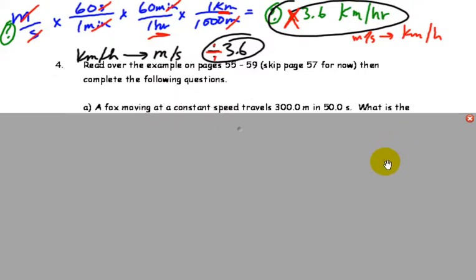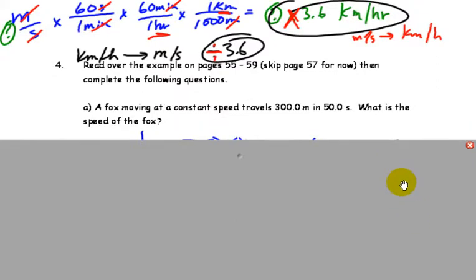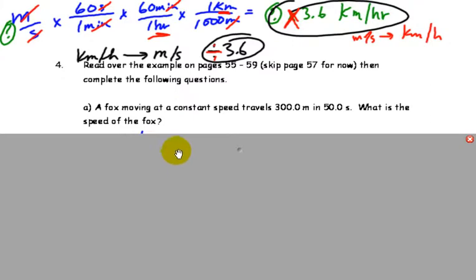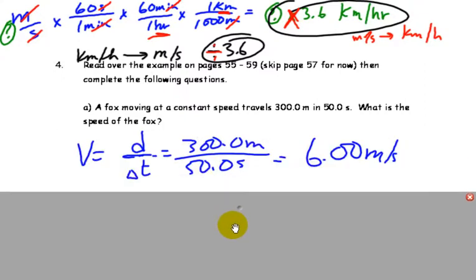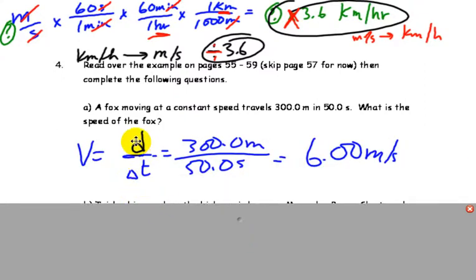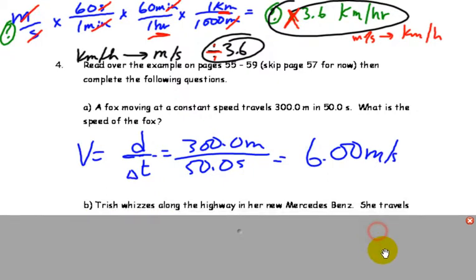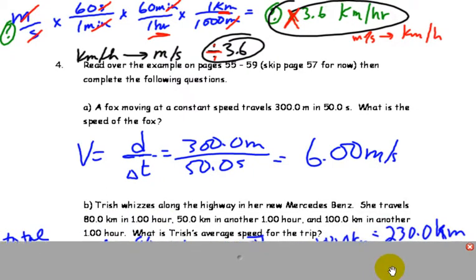Okay, so there's some examples in the duotang there, and if we look over here, a fox moving at constant speed travels 300 meters in 50 seconds. What's the speed of the fox? So v equals d over t, because we're looking at speed, so it's just simply distance over change in time. 300 meters over 50 seconds, 6.0 meters per second.